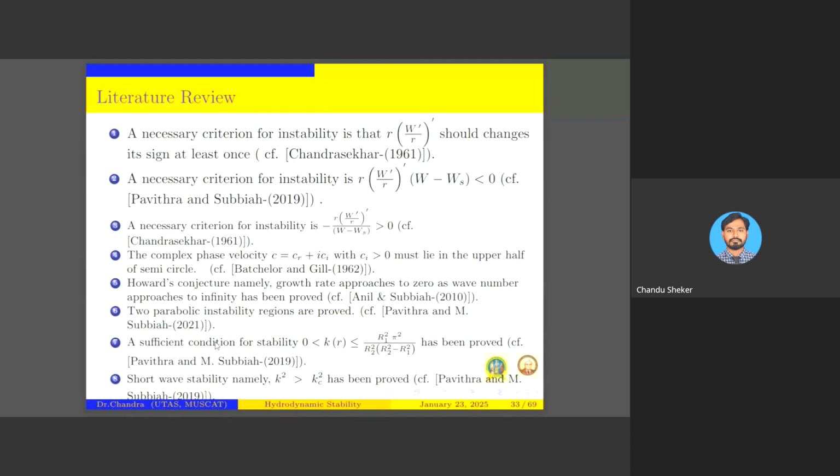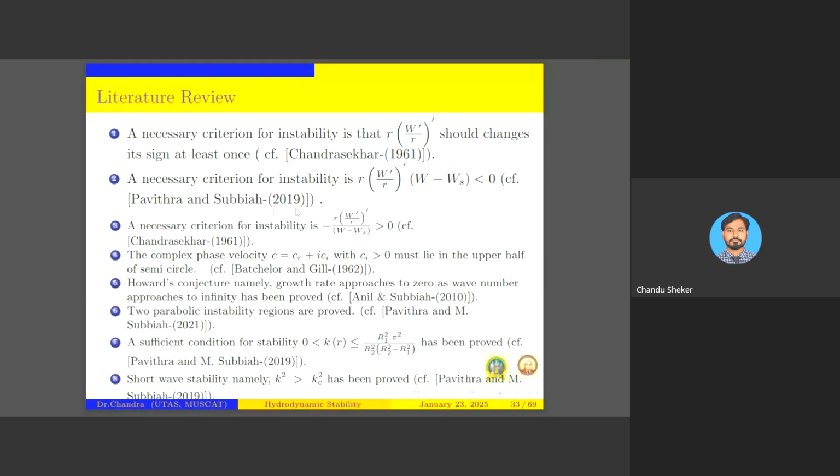Okay, now this is the literature review. Many researchers did so much research on this problem. First one, Chandrasekhar in 1961. He proved the necessary criterion for instability: this term is called the vorticity function. If this term changes sign at least once, that is the instability. That is the necessary condition for instability.